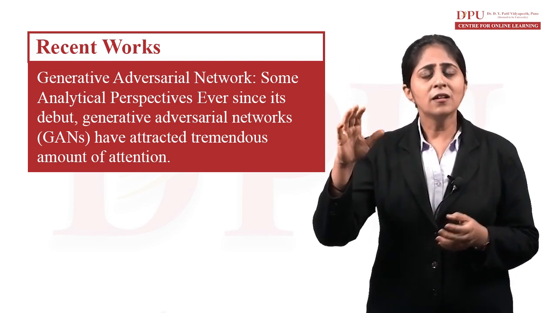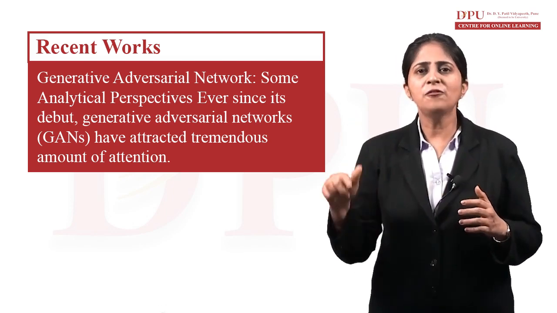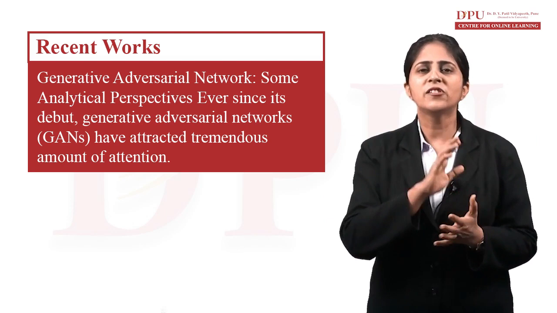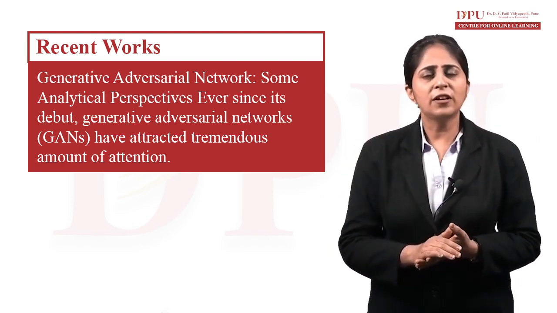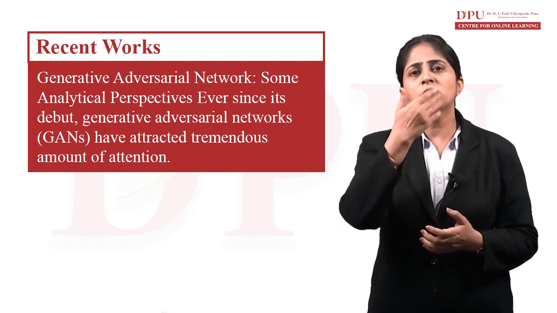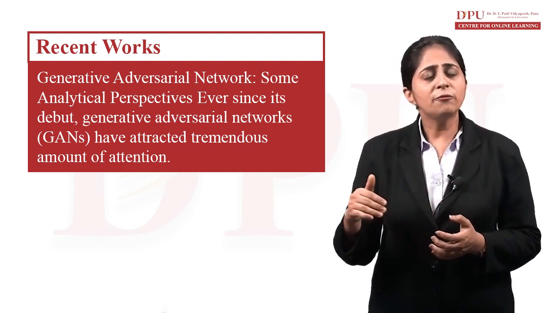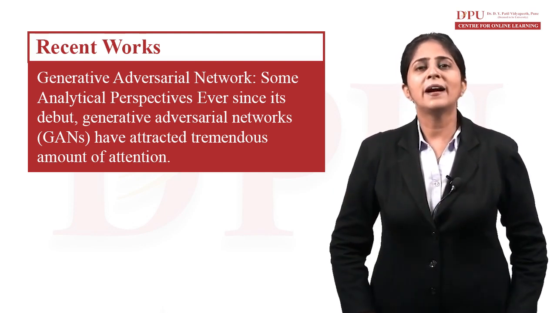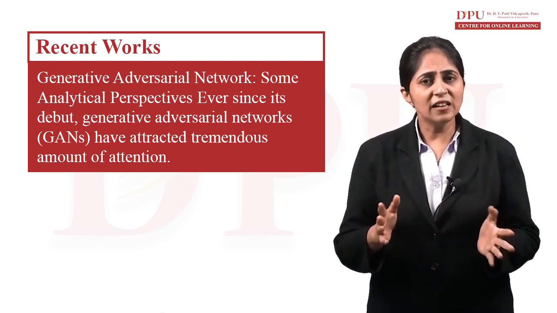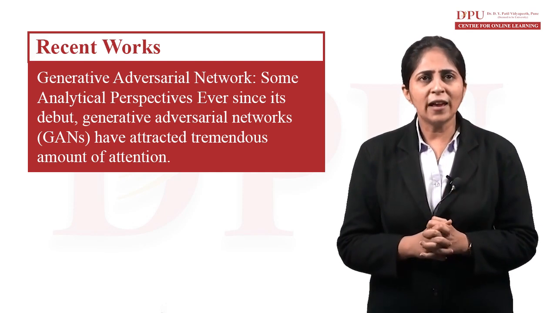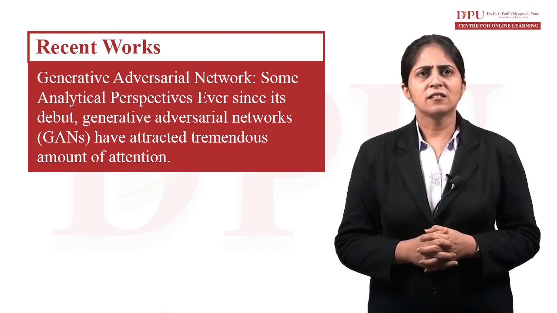Now, some real data will be provided to the discriminator, and some fake data which is generated by the generator will also be provided to the discriminator. The task of the discriminator neural network is to distinguish between the original data which has been fed and the fake data generated by the generator neural network. So these GANs are gaining a lot of popularity in the field of deep learning ever since their debut.